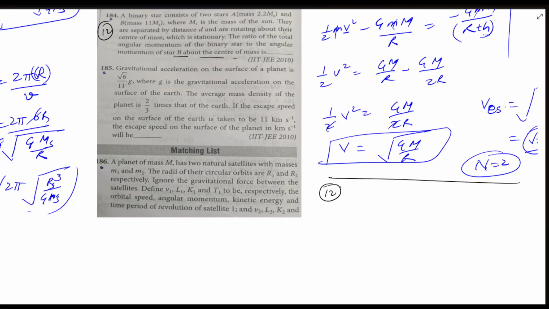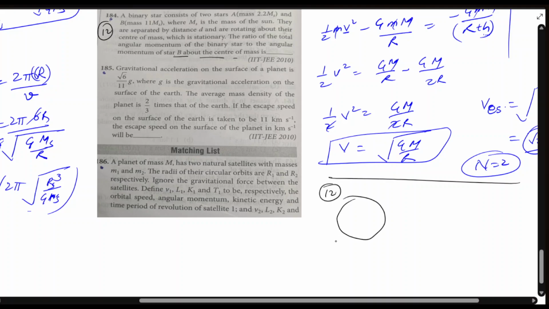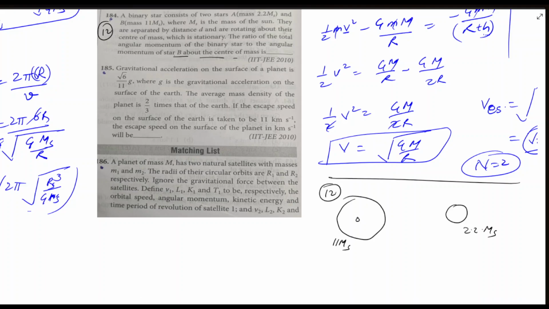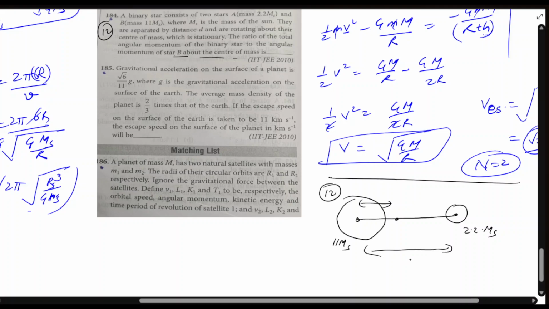Okay, so we'll use the concept again. If they're rotating about their center of mass, let's just make the diagram. Let's say the star whose mass is 11 Ms, and this is the smaller one. Its mass is 2.2 Ms. And this is the line joining them. Then the center of mass will be here, and if this whole distance is d, right? This whole distance is d, then this will be what?